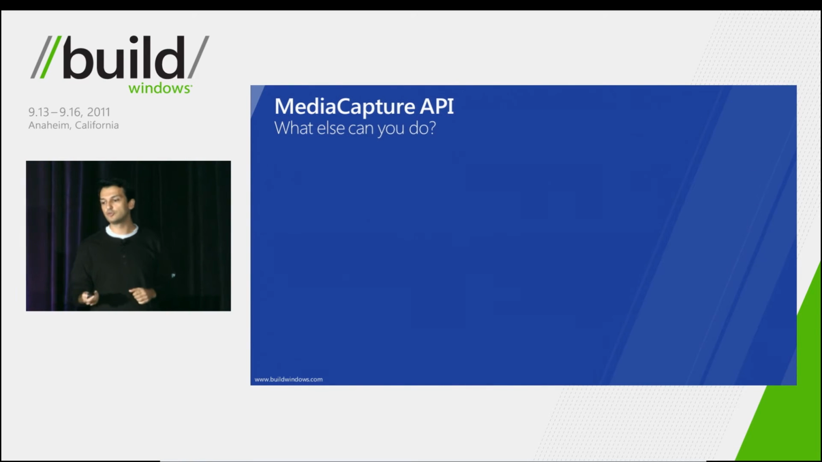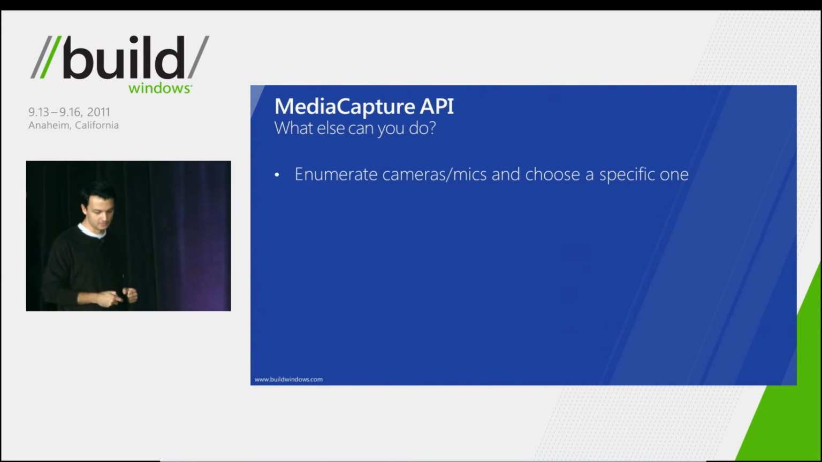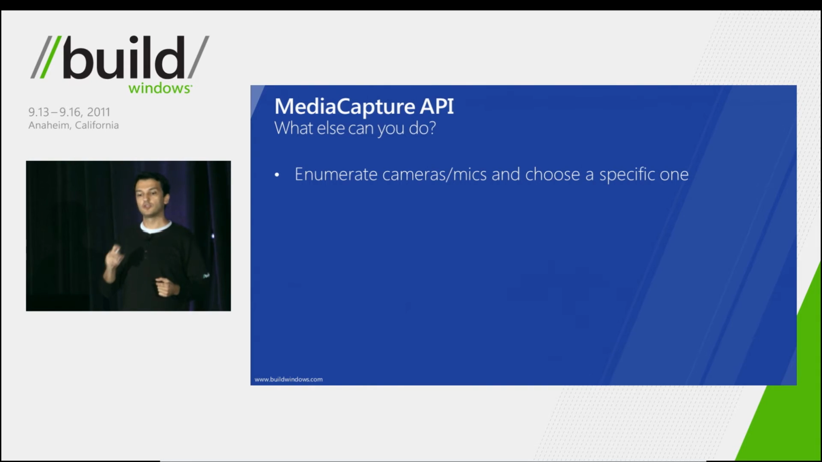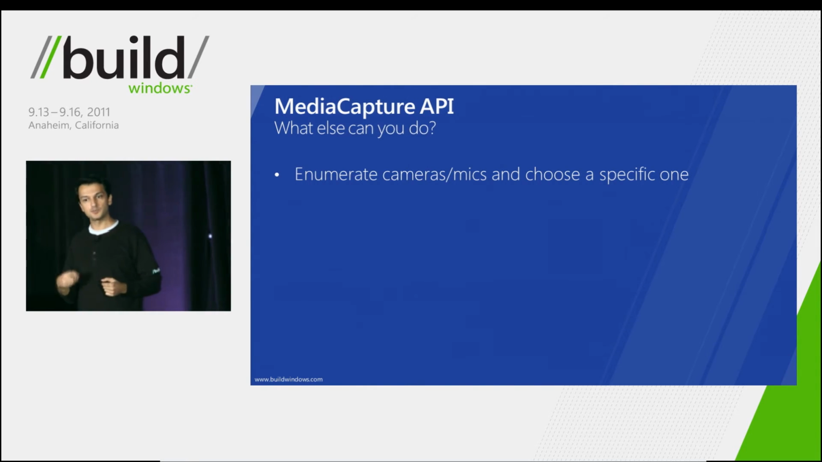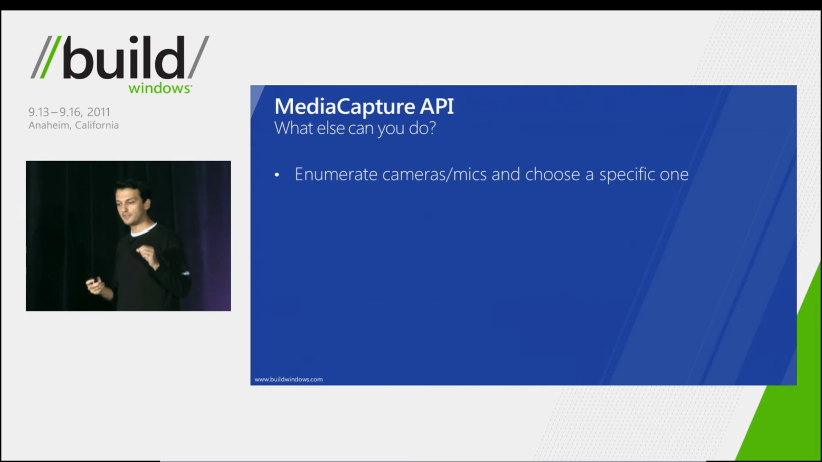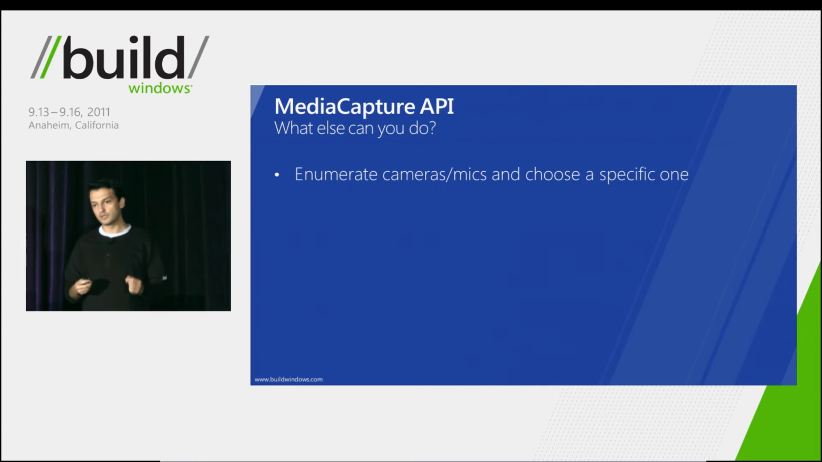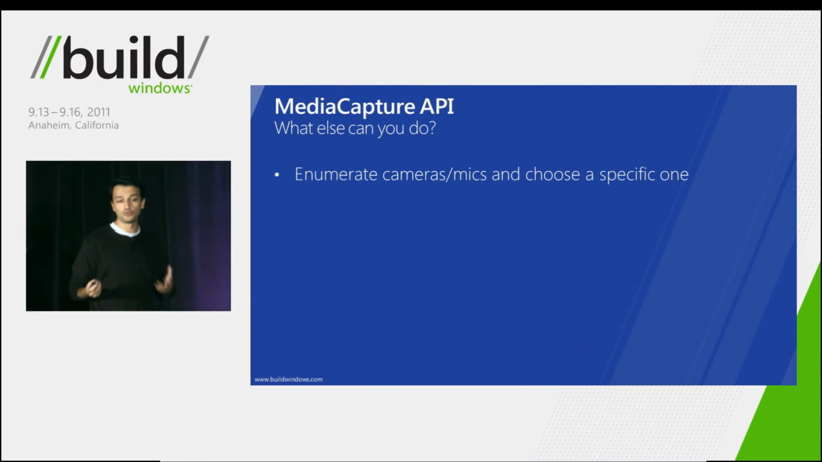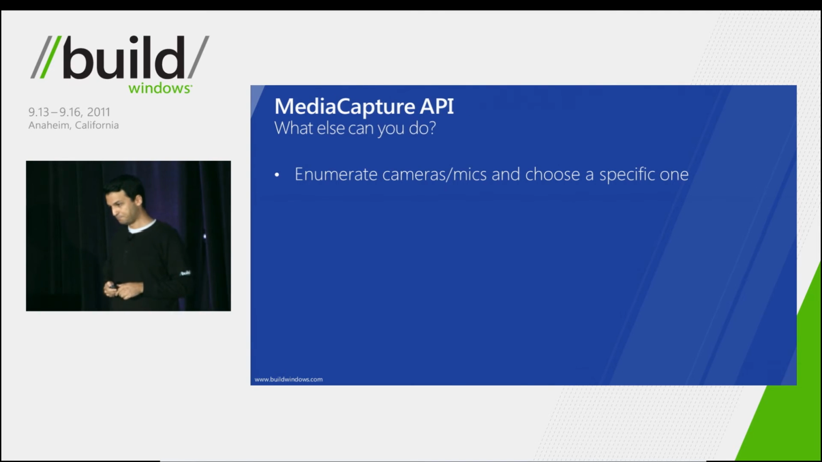Now, what else can you do using the media capture APIs? The system might have multiple cameras, and you might have a specific need to use the front camera or the back camera. Using the device enumeration APIs, programmatically, you can choose the very exact camera that you're interested in, and then you can pass this along to the media capture APIs for it to use. If you don't do this, we will be using the default camera and the mic in the system.